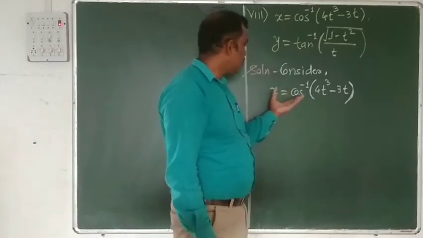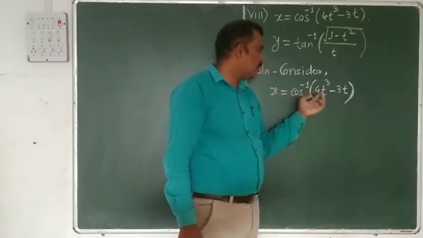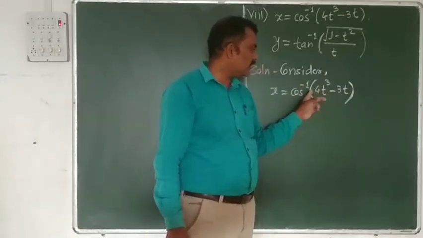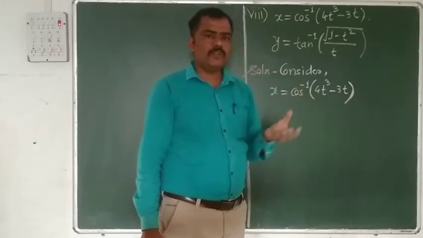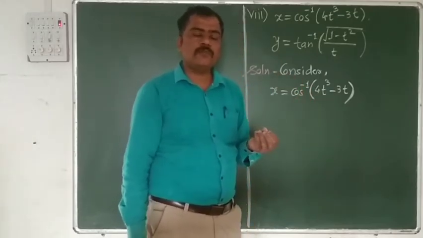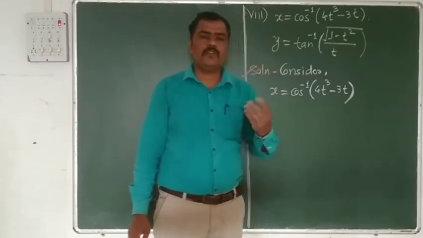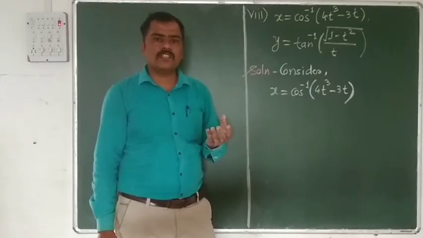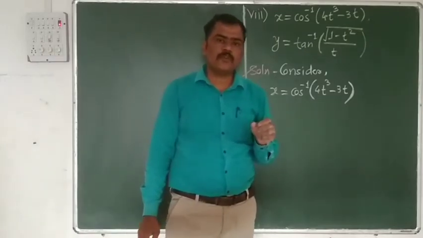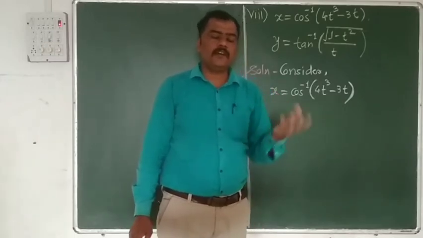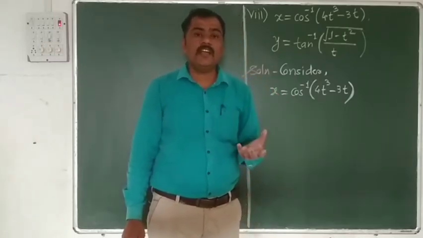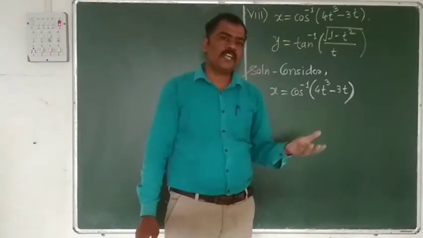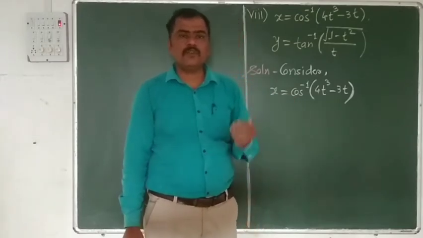Okay, consider that x is equal to cos inverse of 4t cube minus 3t. If you look at the coefficients of this variable t, we get the numbers 4 and 3, and 4, 3 is the number related to the formula cos 3 theta. When you write the formula of cos 3 theta, what do we get? 4 cos cube theta minus 3 cos theta. In that way, if you take the coefficients of cos, we get 4 and 3. And in the formula related to sin 3 theta, we get 3 and 4. 3, 4 is the number related to sin 3 theta. 4, 3 is the number related to cos 3 theta.